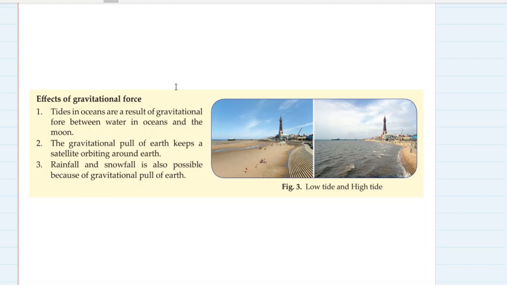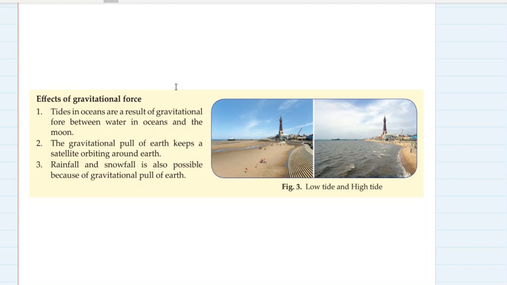Because of the attraction of the moon, because of the gravitational force between the water in the oceans of earth and the moon, there is this high tide and low tide. Of course, the gravitational pull of the earth keeps a satellite orbiting around the earth. There are so many satellites orbiting the earth, which are basically communication satellites or weather satellites. Some are geostationary satellites, some are orbital satellites, and there are different kinds of satellites. They all keep on orbiting the earth because of the gravitational pull of the earth.